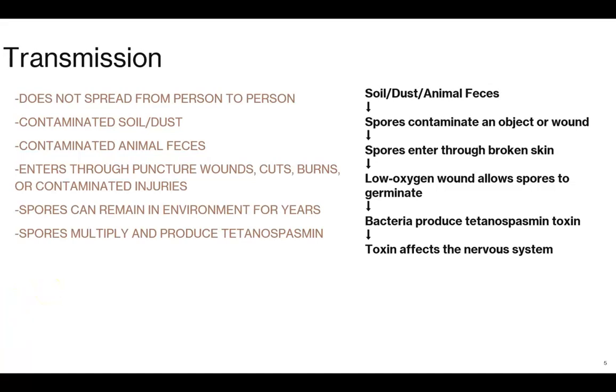Once the spores germinate, the bacteria begin multiplying near the wound and start producing that neurotoxin called tetanospasmin. The bacteria themselves usually stay near the wound and they don't spread throughout the body like other infections. Instead, the toxin enters the nerves and travels towards the spinal cord and brain, where it begins interfering with the normal function of the nervous system.